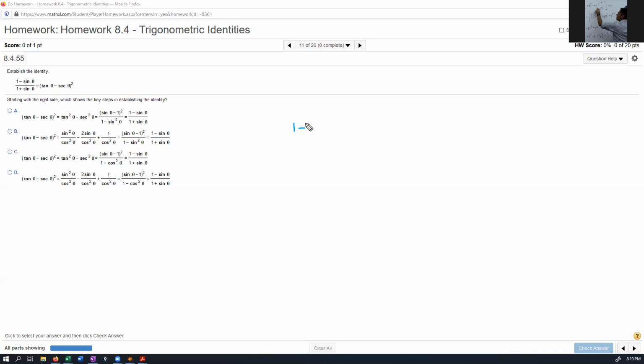All right, 1 minus sine theta over 1 plus sine theta equals tangent theta minus secant theta, squared. So let's start with the right side. See if we can turn it into that.